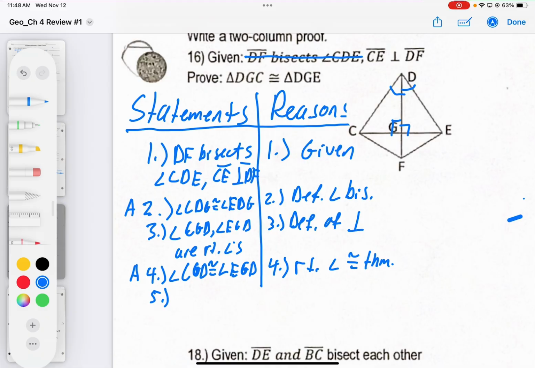But Carter, you mentioned, what else do I need to put? That they're reflexive. So GD is congruent to GD, reflexive property.